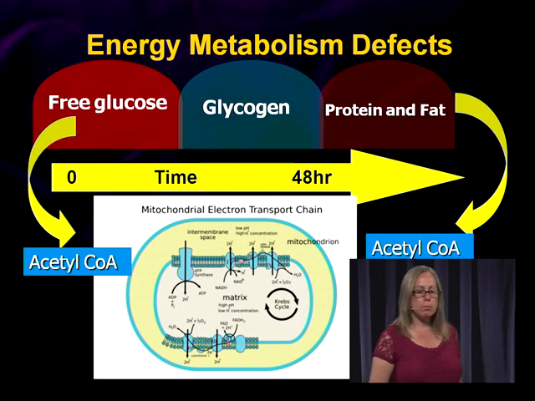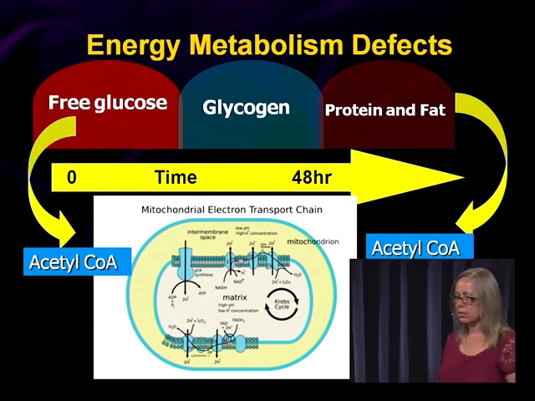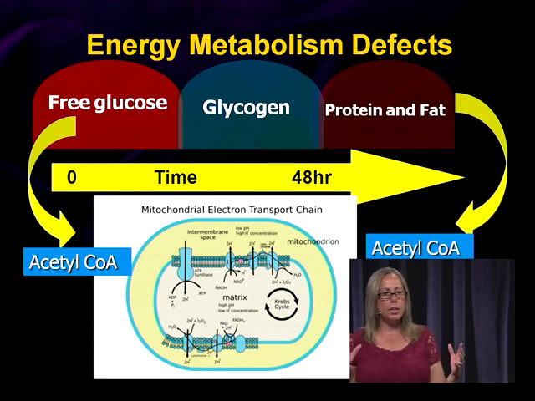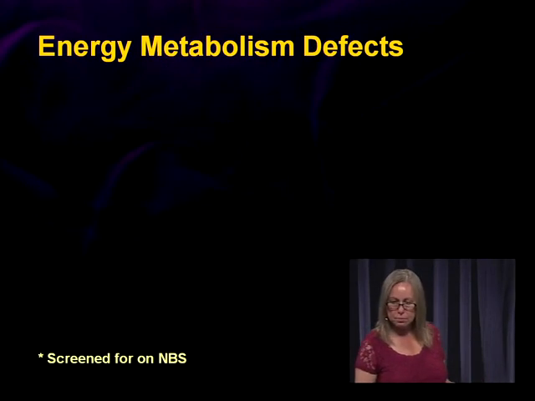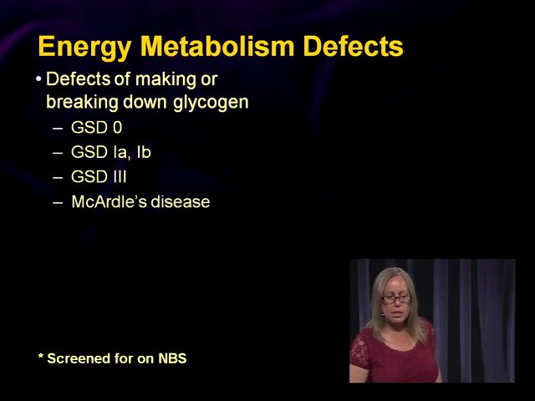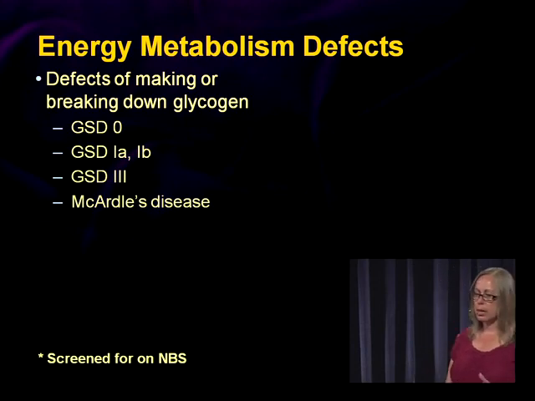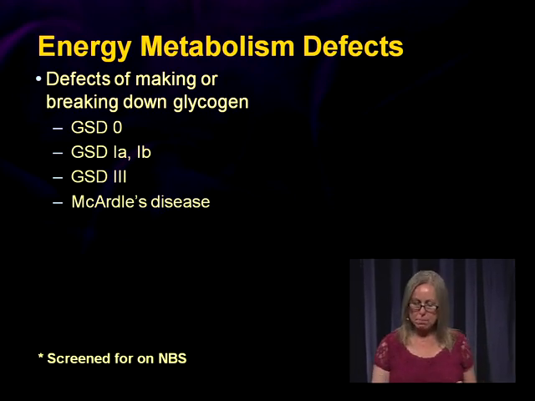So you can have problems of free glucose, you can have problems of your glycogen stores, you can have problems of proteins and fats, and you can have problems of your mitochondria that will give you problems with energy production. So defects in making or breaking down glycogen, GSD or glycogen storage disease type 0, 1A and 1B, GSD type 3, and McArdle's disease we'll talk about.